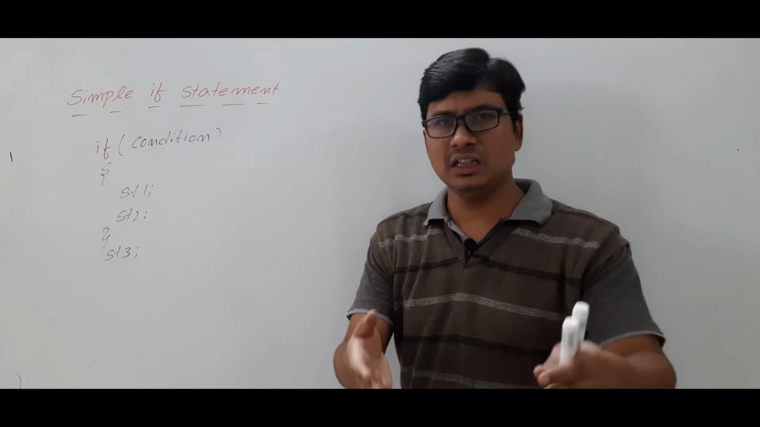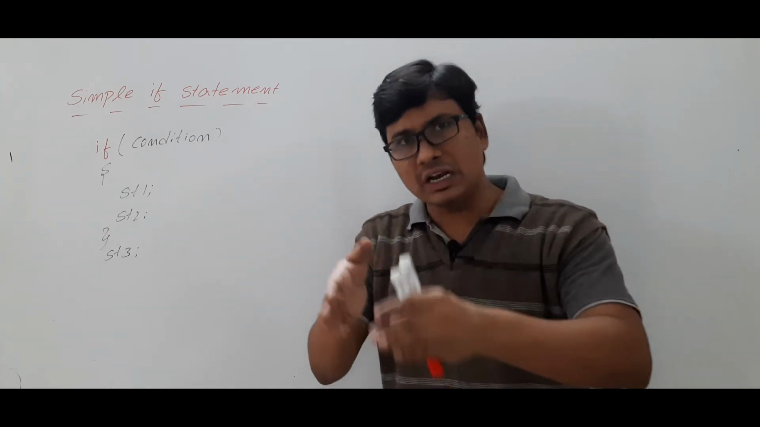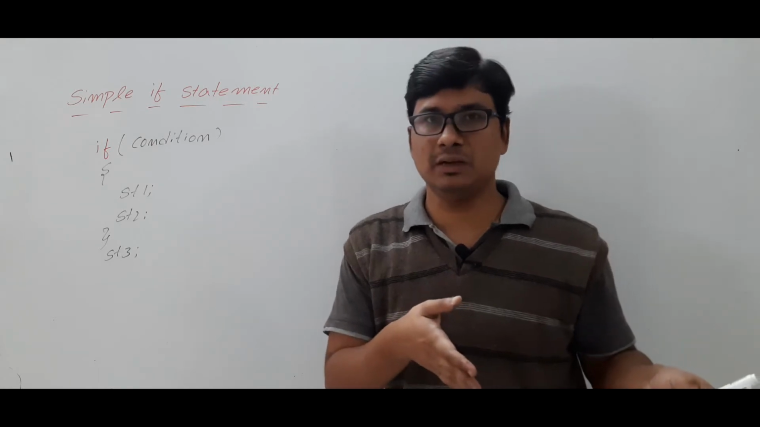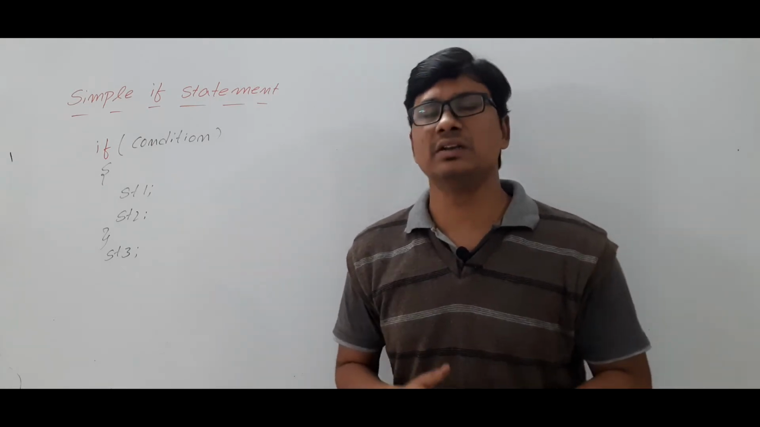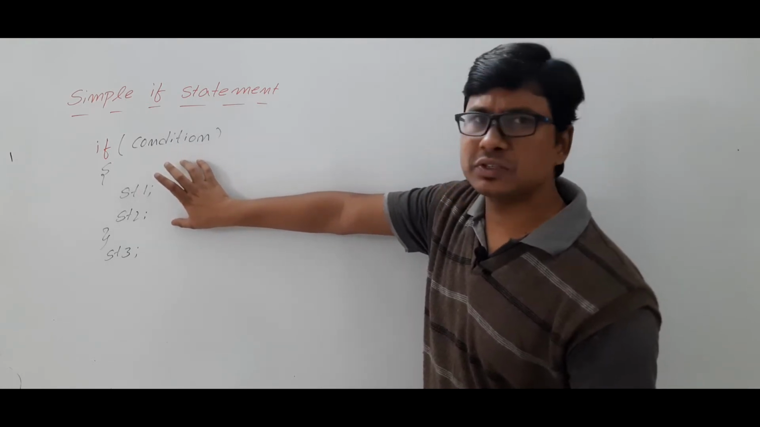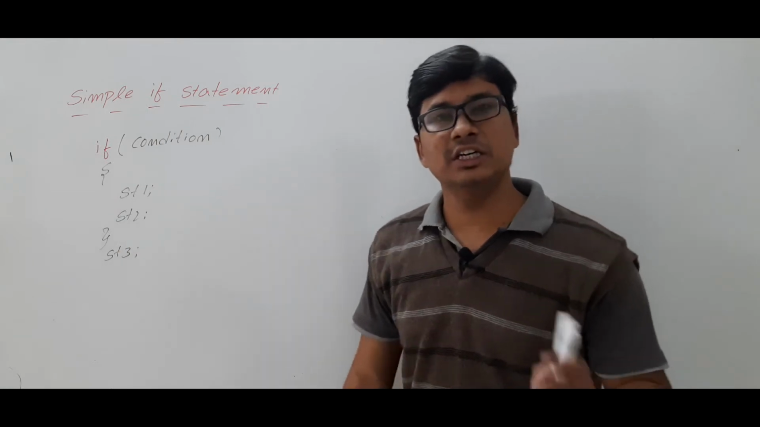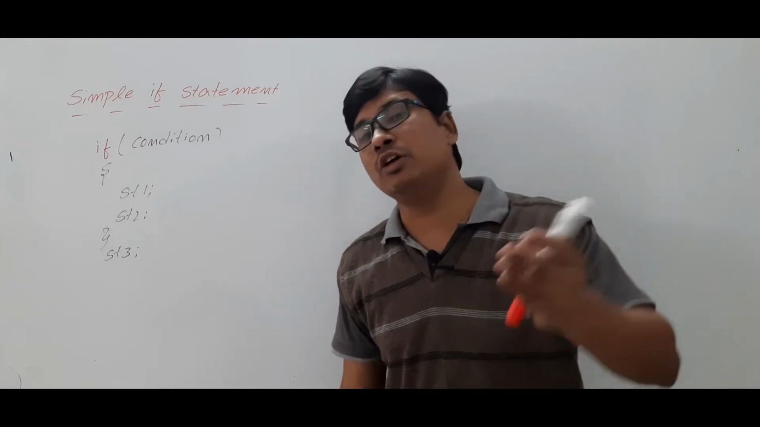Let's take an example. In the video, at the bottom, there is a like button. If you like the video, then only you will press the like button. Otherwise, you will not press the like button. Similarly, if the condition is true, the statements in the if block will be executed. If the condition is false, the statements in the if block will not be executed.